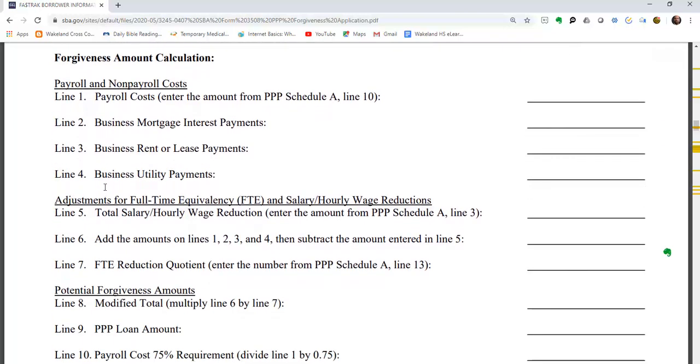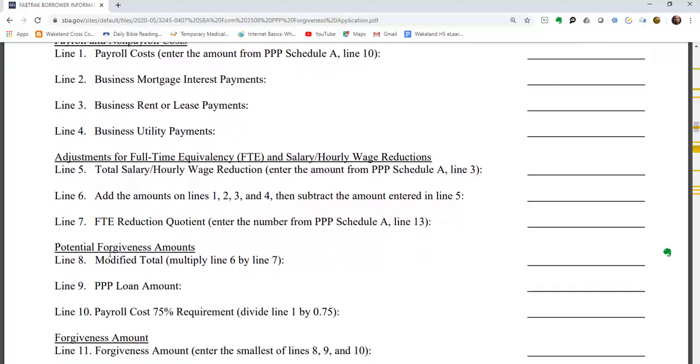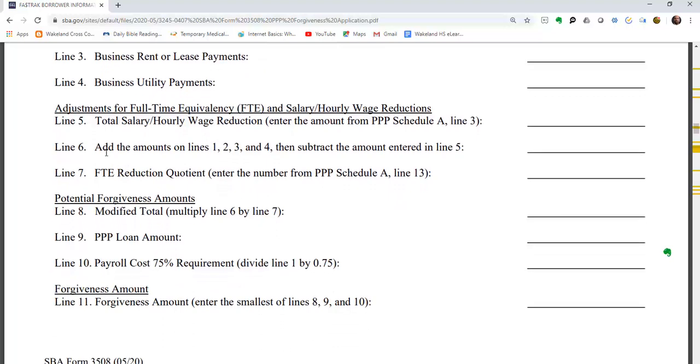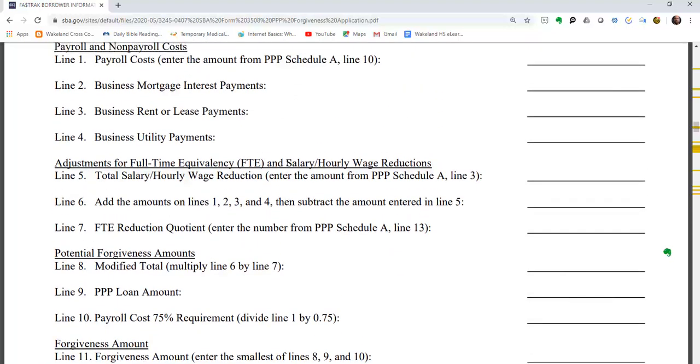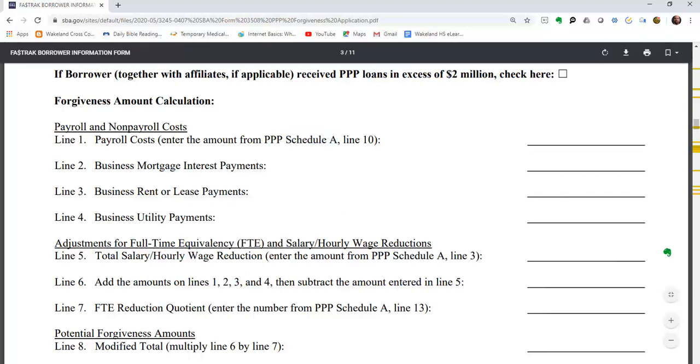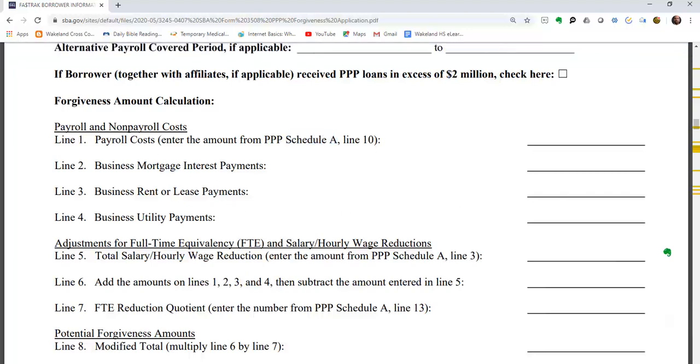Now this is the main calculation here. We have 11 lines here, and we need to look at those. Some of the information here is coming from Schedule A as well as the Schedule A worksheet. The Schedule A worksheet is used to get information for Schedule A, and information from Schedule A is brought into the main application here. We have a spreadsheet here which we could use for this purpose.